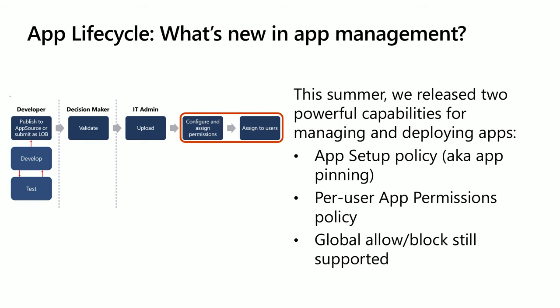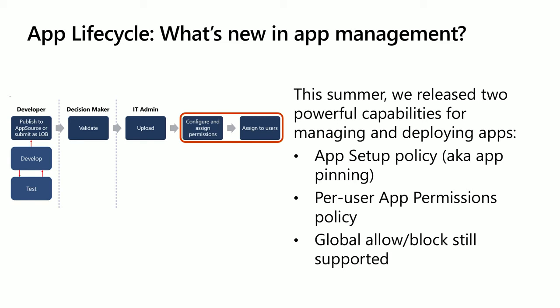Okay, so what's new in app management? This summer, we released a couple of powerful capabilities for managing and deploying apps, as I mentioned. One of them is app setup policy, or app pinning. Let's say you want everyone in your organization to have access to Planner. You can actually push that to the tab so that they don't have to discover it and everything. That's been there for a while, and I won't show this.